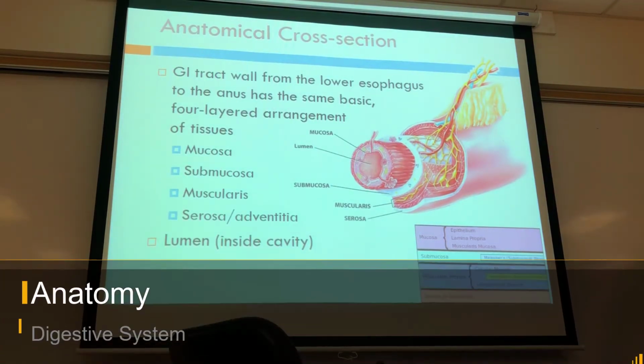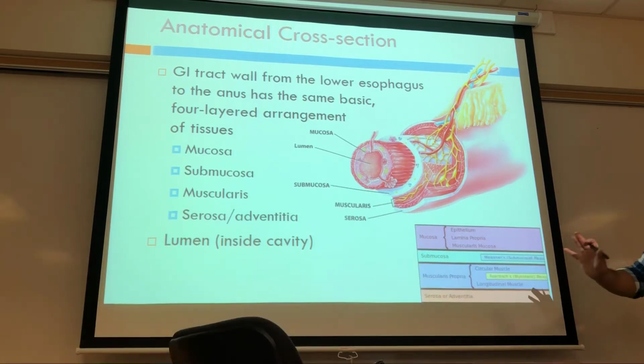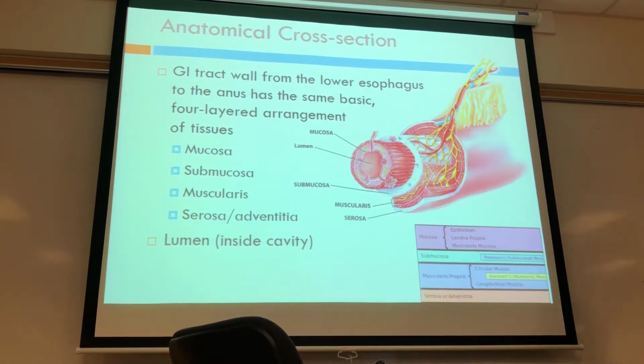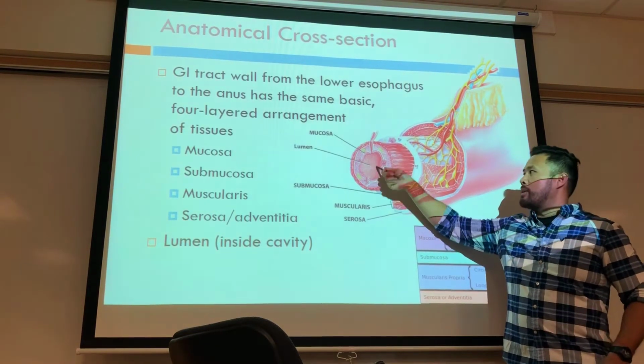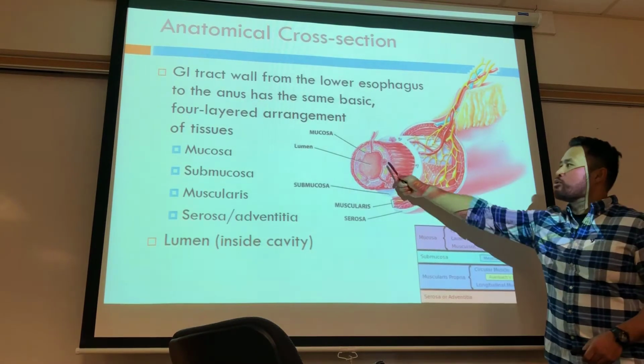Now, the next several slides are going to talk about the cross-section. And I'm going to move through this for the most part so that you guys get the main idea of what's happening, but I'll trust that you guys can go through and read on your own. But through a generic anatomical cross-section of the alimentary canal, again, the canal that food travels through, the lumen would be the cavity on the inside that food travels through.